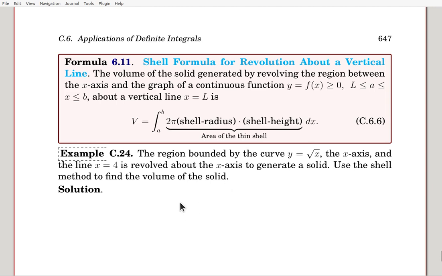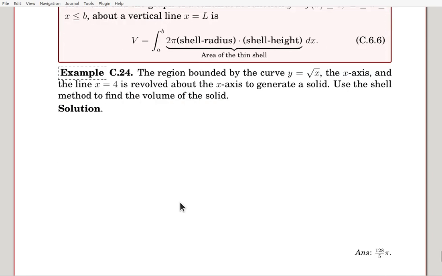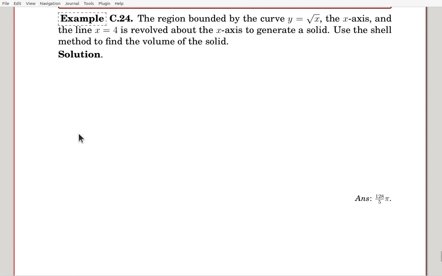Okay, let's try to solve the next example. The region bounded by the curve y equals square root of x, the x-axis, and the line x equals 4 is revolved about the x-axis to generate a solid. We want to find the volume of the solid by using the shell technique. Exactly the same way, we have to understand the problem, so let's draw a picture.